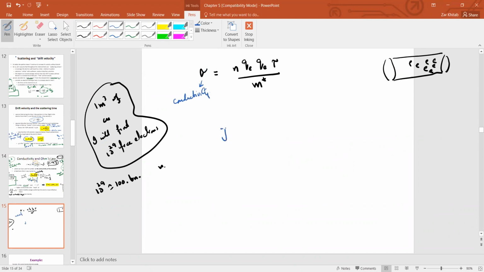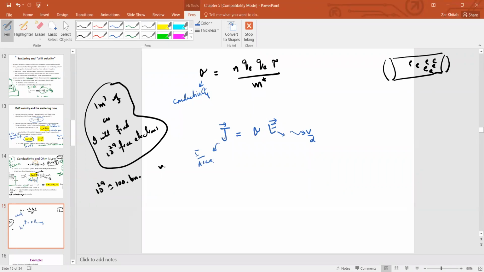And σ is really the conductivity, which is a constant relating to the electric field. So this equation is going to give us the relationship between electric field, which comes from the voltage divided by d, and current density, which is current divided by area.